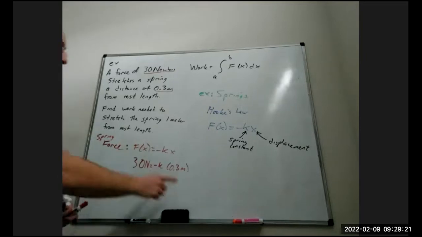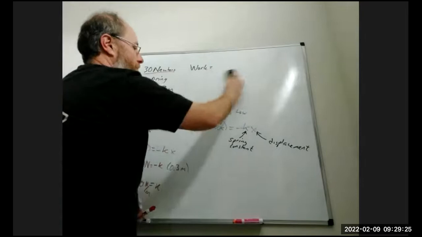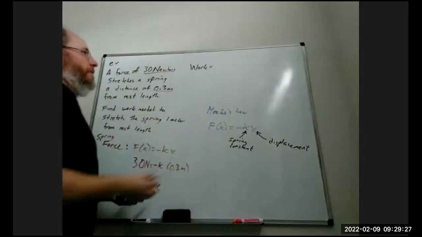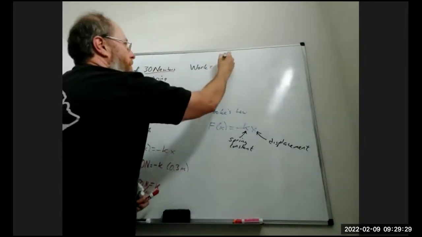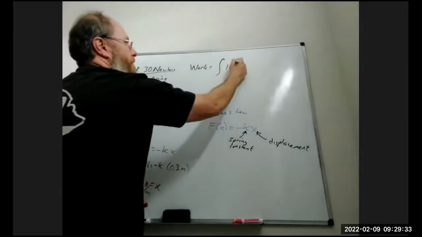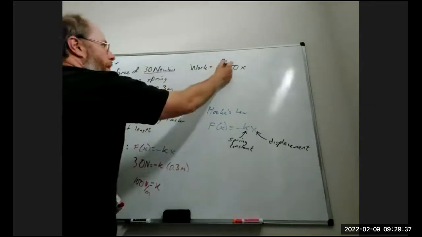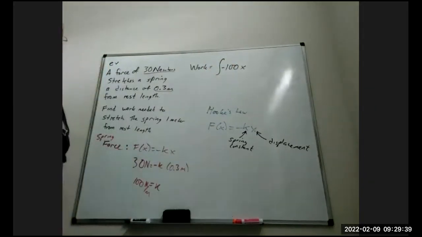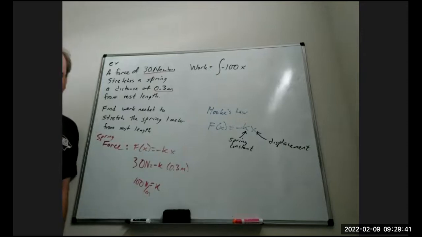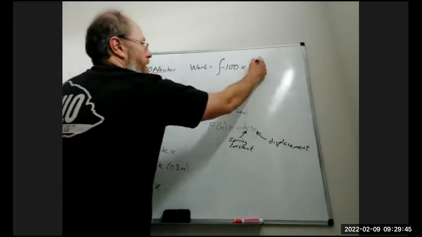All right, so that means we're ready to actually do our work calculation. So our work calculation, we're going to be integrating 100x. And I'm going to go ahead and put the negative back in there because it's negative k times x. So we're going to have negative 100x dx.